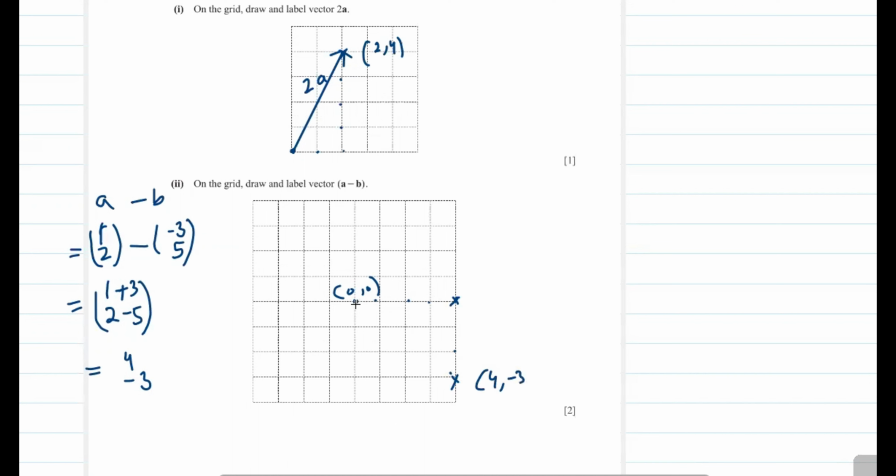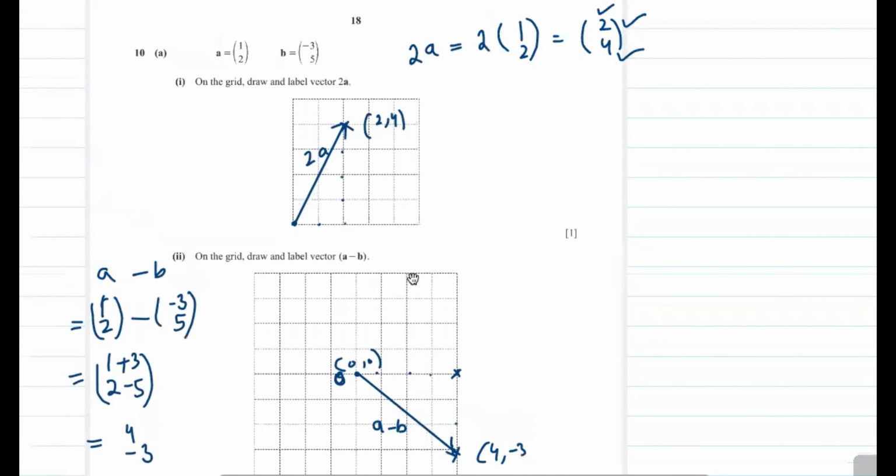This point is (4, minus 3). Now we join this, and this vector we name as, O is the origin, and this vector will be a minus b. On the grid, draw and label the vector a minus b. This is the vector a minus b we draw here.